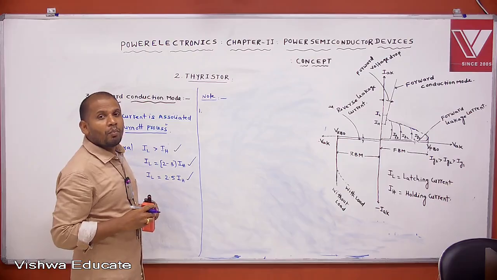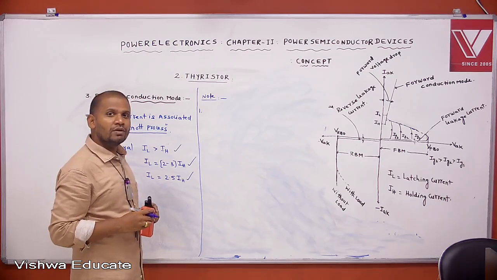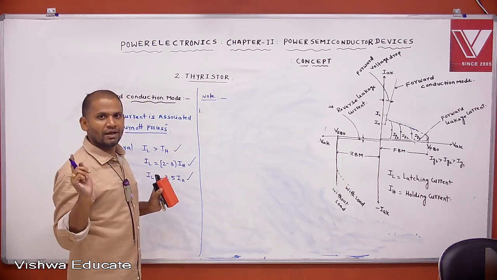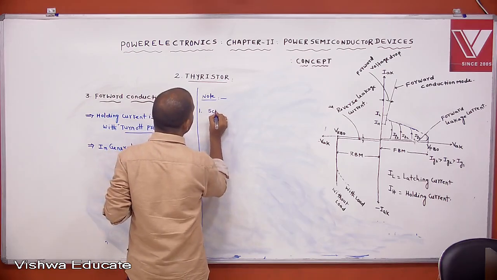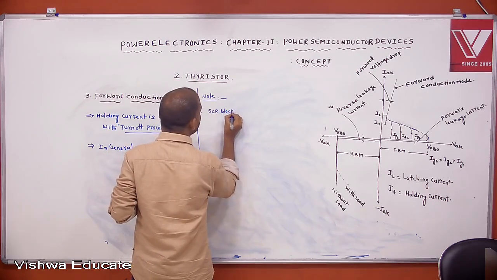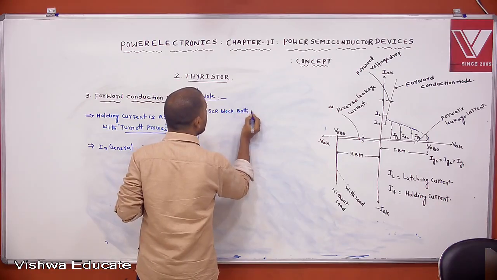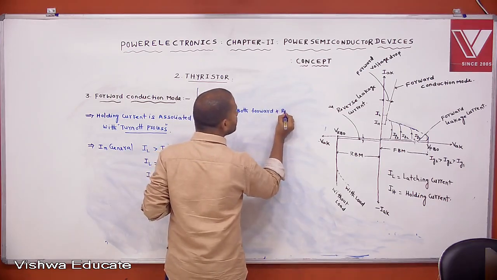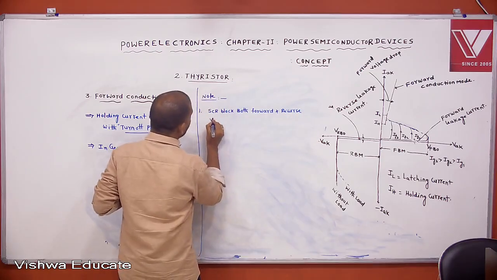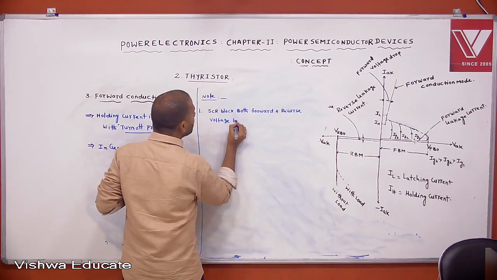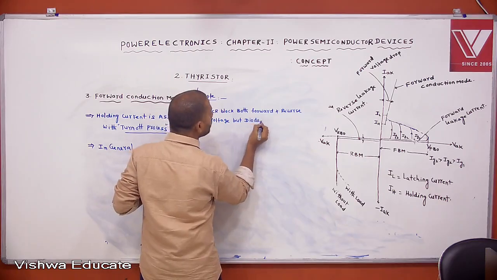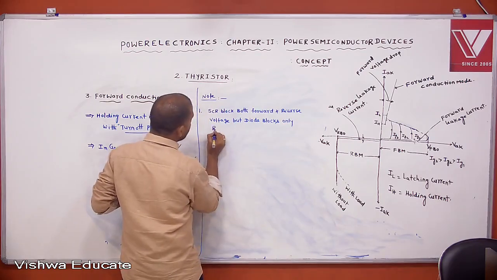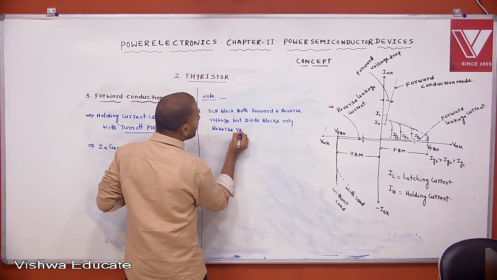An SCR blocks both forward and reverse voltage, but a diode blocks only reverse voltage. That is the difference between a diode and an SCR. That is, an SCR blocks both forward and reverse voltage, but a diode blocks only which one? Only reverse voltage. This is the difference between diode and SCR.